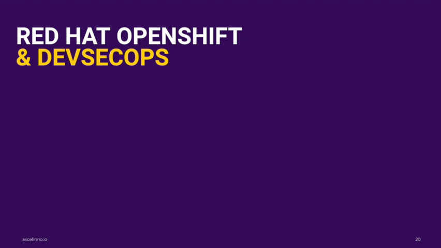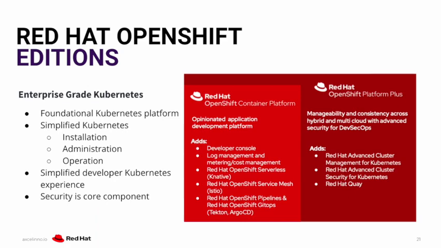So let's think about Red Hat OpenShift and DevSecOps. It is enterprise-grade Kubernetes. It is based on Kubernetes. It's the foundational container orchestration platform underneath. However, what Red Hat has done is it has simplified it from the installation to the administration and the operation. There's a couple of ways to get an OpenShift cluster or clusters up and running, and they can be up and running in a matter of 30 to 45 minutes, fully secure.